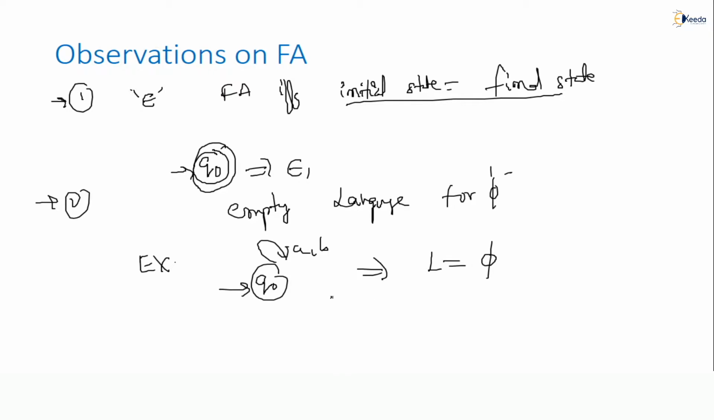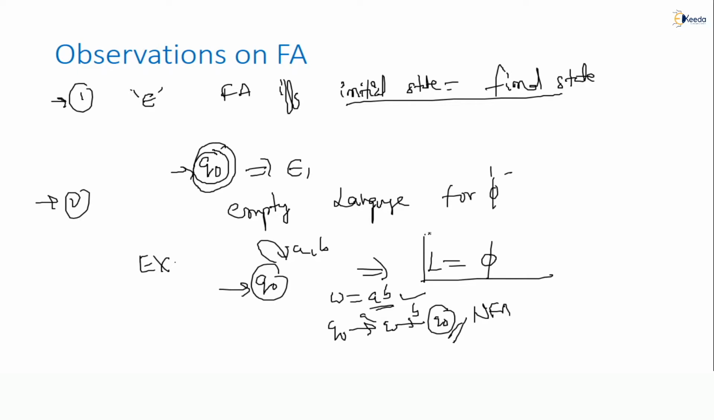How? Take the string W equal to AB. Will it be processed? Yes. Q0 on A goes to Q0, Q0 on B goes to Q0 only. So we reach Q0, which is a non-final state, correct? The string is rejected. Whatever string you give, it is rejected. Nothing is accepted, so it accepts the empty language.